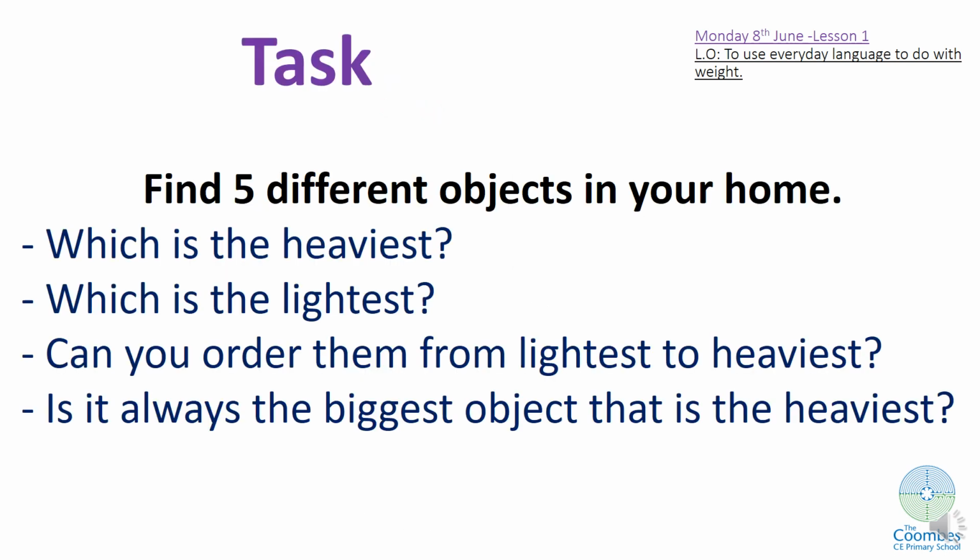So today you have a task, and your task is to find 5 different objects around your home. They can be any 5 objects that you want, just make sure they are different. You don't want to have 5 pieces of Lego, you need to have 5 different objects. So for example, you might decide to go for a spoon, a pencil, a teddy, a pillow and an apple.